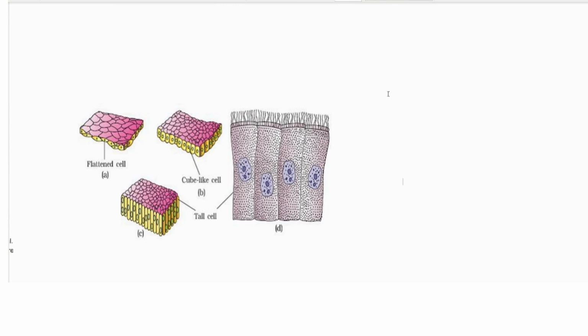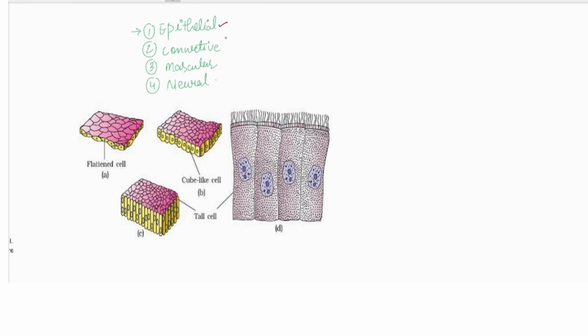So we have to focus on the four main tissues given in this chapter: the epithelial tissues, then the connective tissues, after that the third one, the muscular tissues, and then finally the neural tissues. So these four we have to focus on. First of all, let us go with the first one, the epithelial tissues.